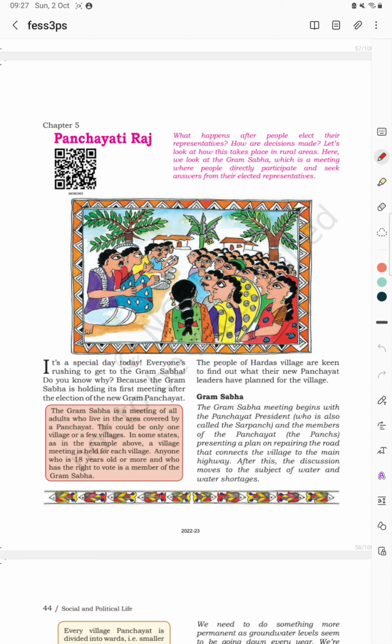So it is a special day today. Everyone is rushing to get to the Gram Sabha. Do you know why? Because the Gram Sabha is holding its first meeting after the election of the new Gram Panchayat.